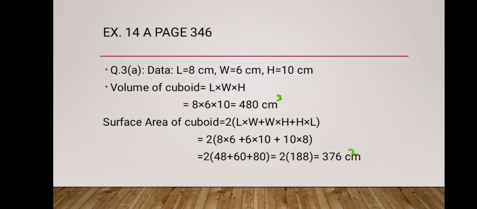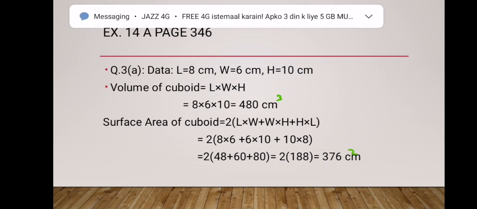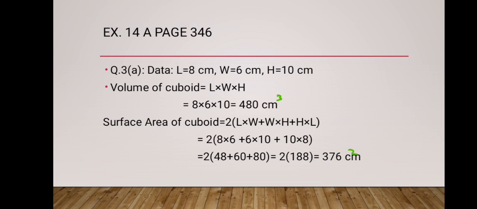Now, if you recall the formula of volume of cuboid, the formula of volume of cuboid is length into width into height. This means that we have to multiply all the 3 dimensions given there in the question. So simply multiply all the 3 dimensions, 8 multiplied by 6 multiplied by 10. This means I have substituted the values here. Now, if you multiply all these 3 numbers, you will get 480 cubic centimeters. So this is how we have worked out the volume of the cuboid.